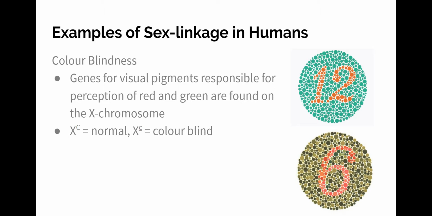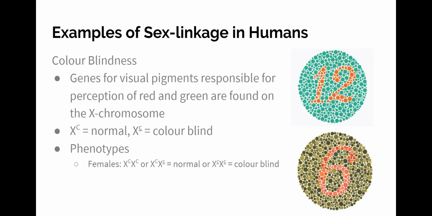Now, when we look at how we would define this, X big C is normal, X little c is colorblind. Again, reminding ourselves the X's are there because this is sex linked. It's found on the X chromosome. The other thing I want to point out is you'll notice a colorblind individual is X C with a dash under the C. That just represents that it's a lowercase letter. Some letters in the alphabet don't look different when you write them in uppercase and lowercase. This is just to show that that is a recessive little c.